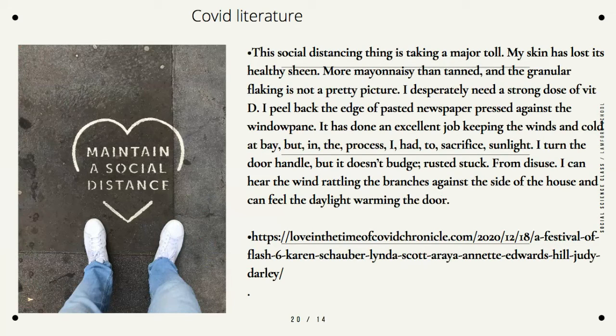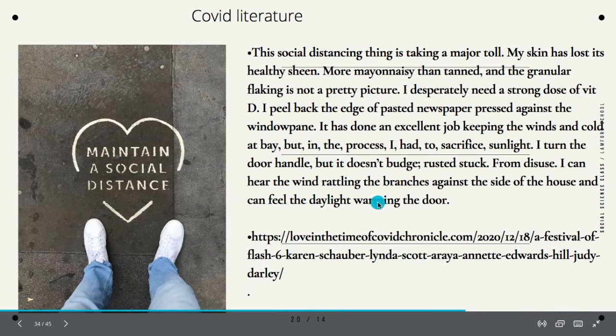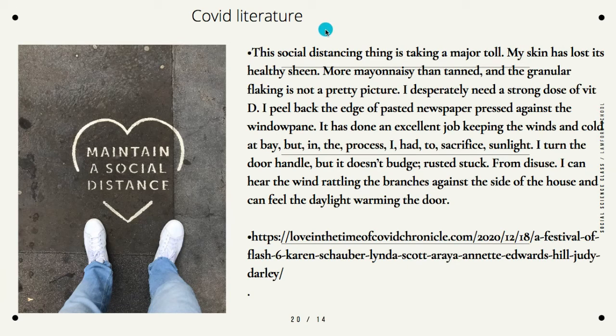Now we're in a COVID situation, and there's lots of COVID literature around. This is one example, from the website Love in the Time of COVID Chronicle. It might be something good that you want to show your students, because while we talk about it, some people, like the one you saw, have kept things so deep within themselves that they're not able to talk about it. But maybe by showing them how others see the same things, that your fear about the disease is the same fear that other people also suffer from.